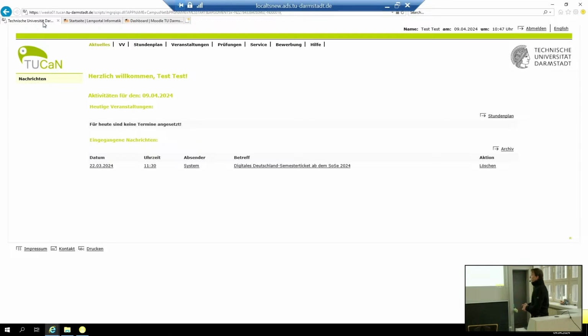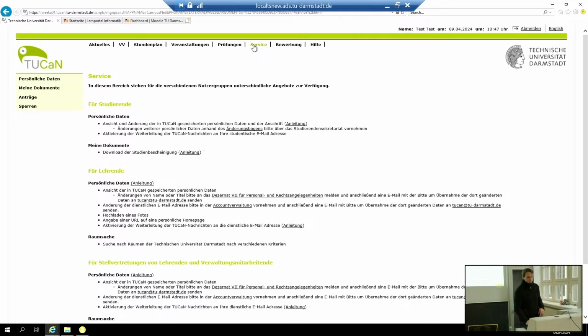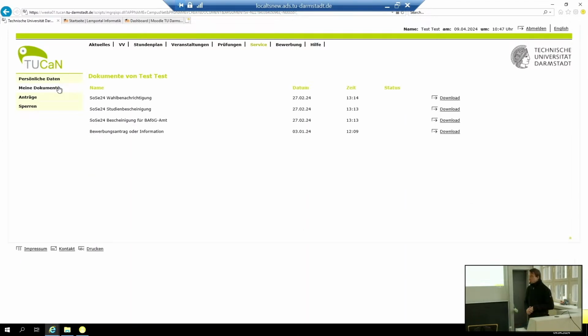Perfect. All right, after logging in, what to do? Well, first of all, you can use the service section to check all your data, for example, and your documents. The personal data is the section I'm not able to show you right now, but you will see an overview of your name, your email address, whatsoever. A bit more interesting, your documents. So the certification that you're enrolled, certification if you got BAföG, for example, a scholarship, but also your applications and whatsoever.